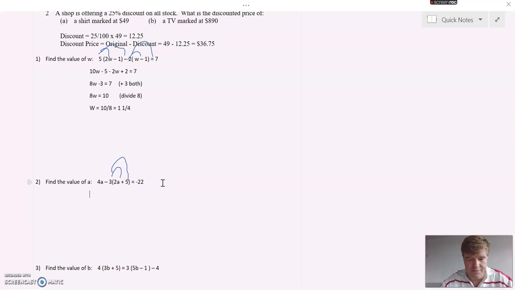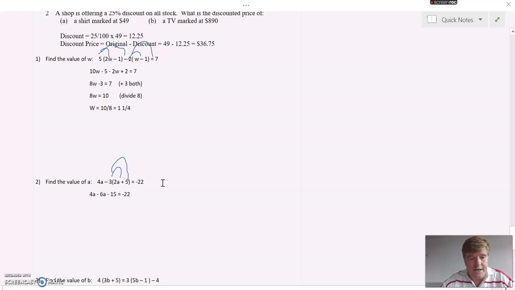Okay, so we'll leave the 4a just for the moment. We want to get rid of the brackets. So we're going to have minus 3 times 2a, so it's going to be minus 6a, and minus 3 times 5, so it's going to be minus 15. It's going to equal negative 22. Let's gather our like terms. So 4a minus 6a is going to be minus 2a, minus 15 equals negative 22.